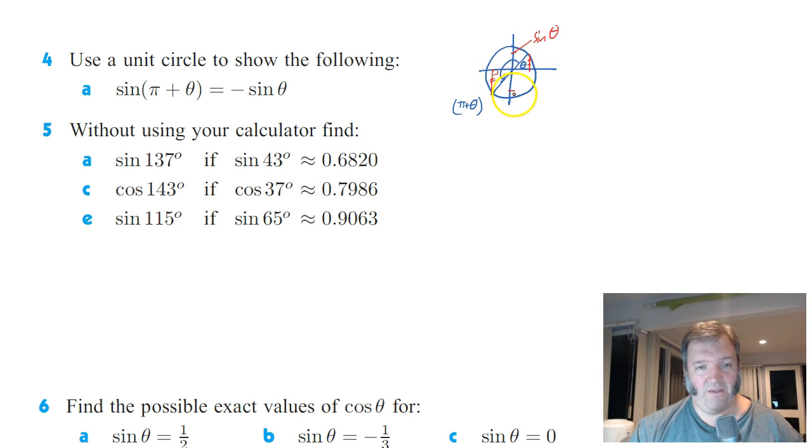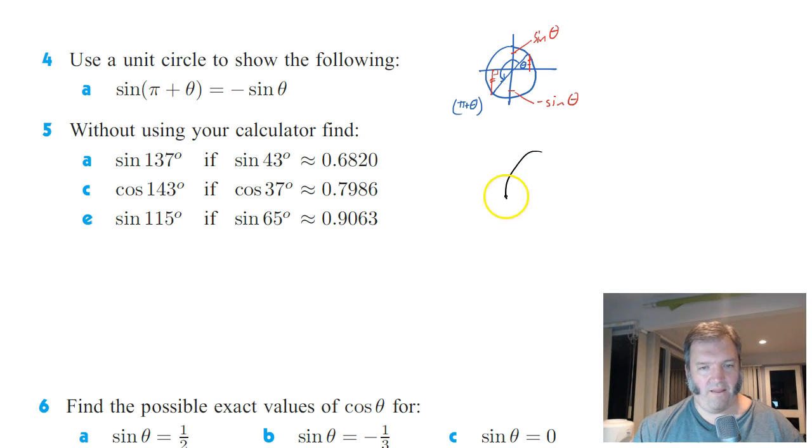Well, they're the same length, so this is negative whatever the value of sine theta is. If it was 0.6, this would be negative 0.6. If it was 0.4, it would be negative 0.4. That's all I want you to show. Nothing too bad. Without using your calculator, find.